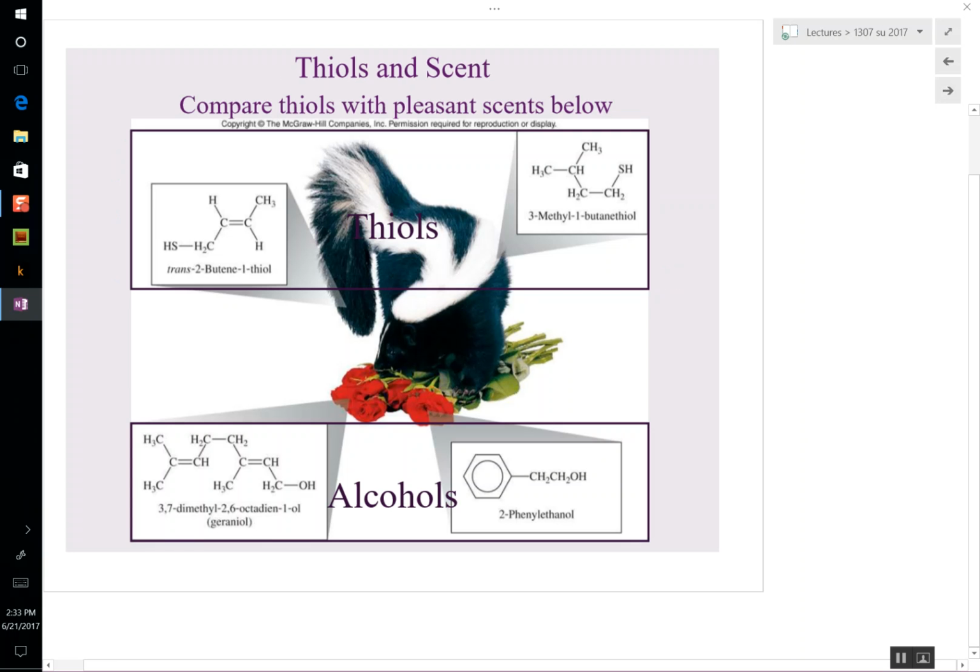The North American skunk produces thiols, and our olfactory glands are activated in the parts per billion of these thiols that skunks produce. So you don't need to smell a lot of it, and you smell it.